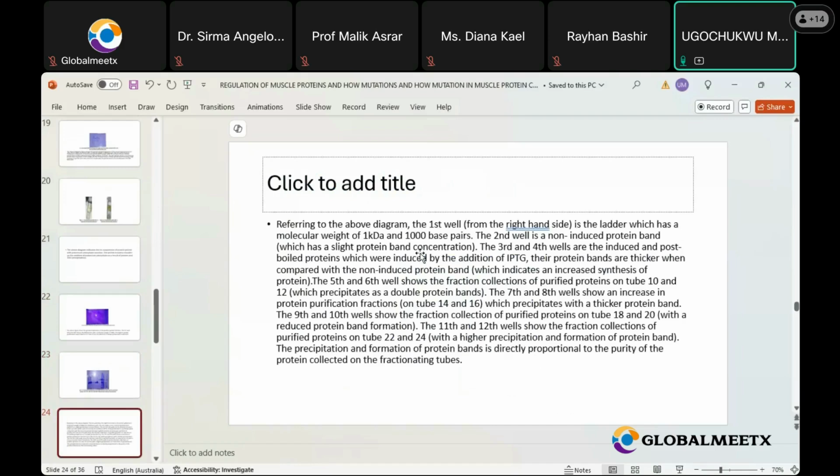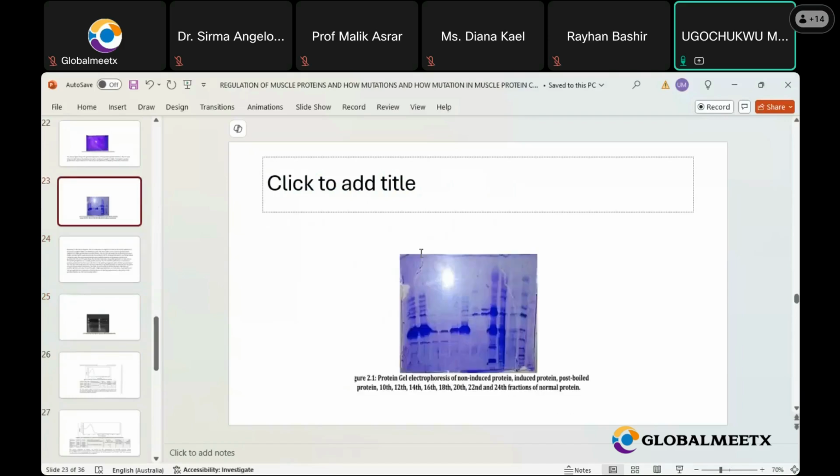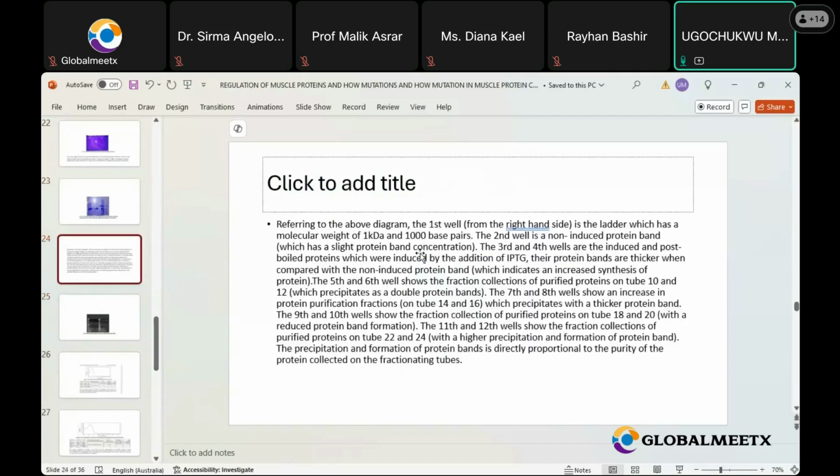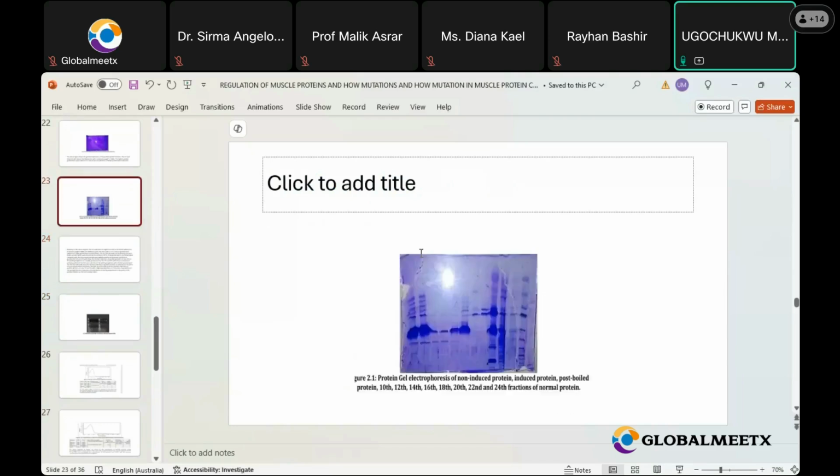The second well, which is this, is a non-induced protein band which has a slight protein band concentration. The third and fourth wells are the induced and post-boil proteins which were induced by the addition of IPTG. Their protein bands were thicker when compared with non-induced protein bands, which indicates an increased synthesis of protein as shown on the gel electrophoresis ladder.